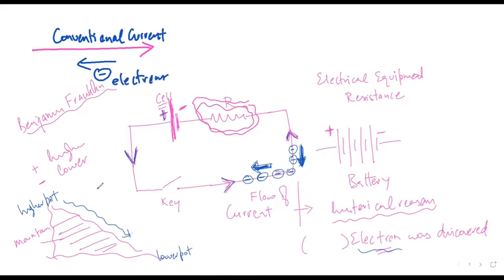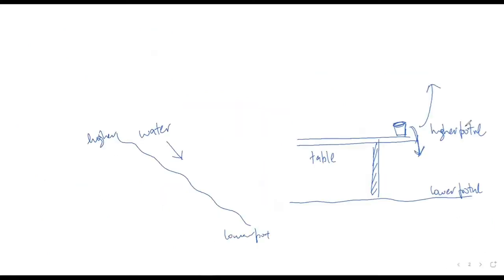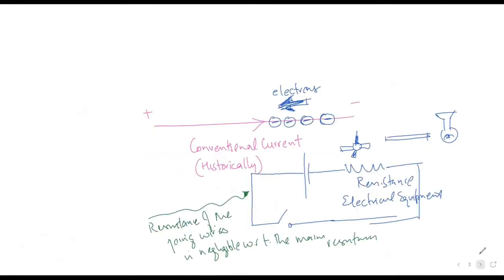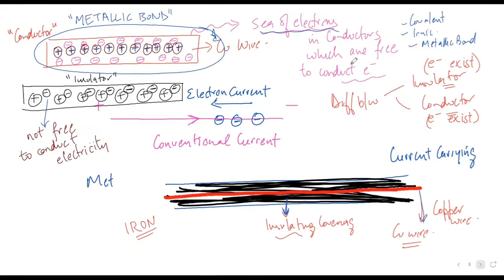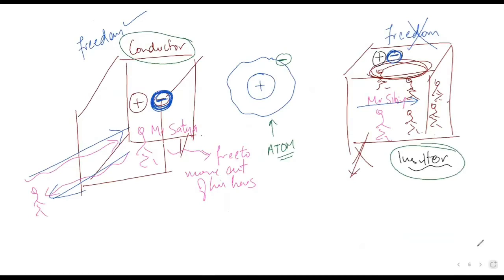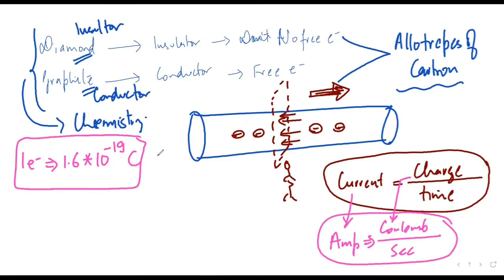We understood the difference between high potential and low potential. Any doubt earlier? This is where we discussed the difference between the lower potential and the higher potential. Then we understood the concept of resistance, and also the resistance of the joining wires. Then we understood the difference between insulators and conductors. Any doubt earlier? We understood the importance of metallic bonds, why insulators and conductors differ, and why diamond is an insulator and why graphite is a conductor.